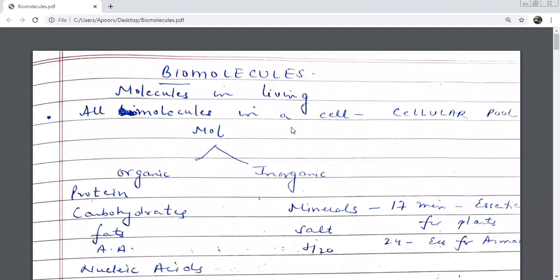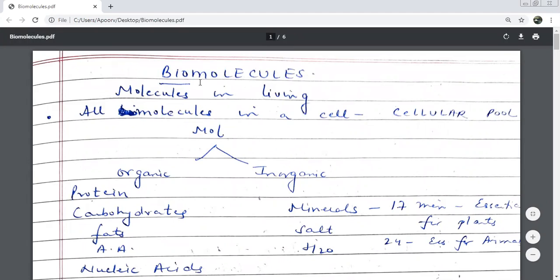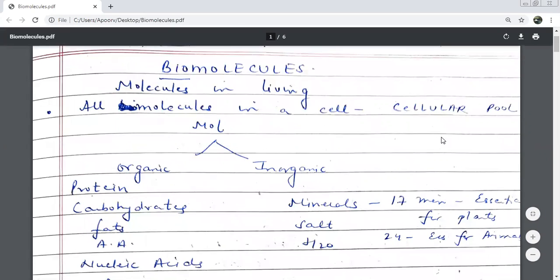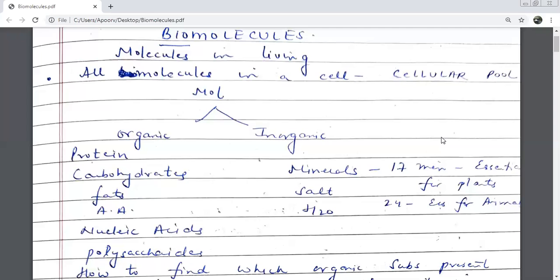Okay, let me revise from the beginning very quickly for those who have joined late. We said biomolecules are molecules which are found in living organisms. And all molecules in a cell, what are they called? Cellular pool.